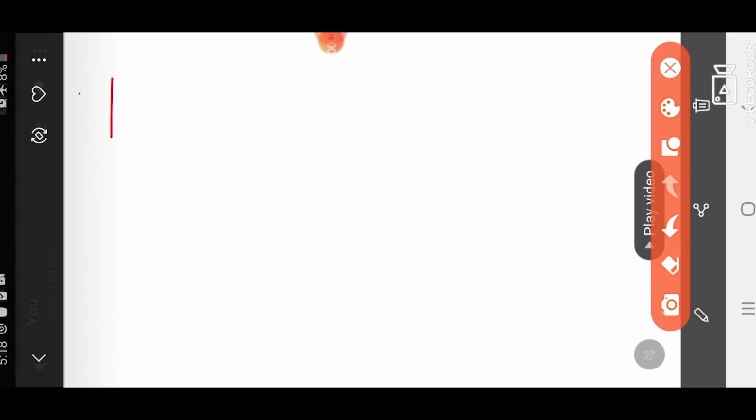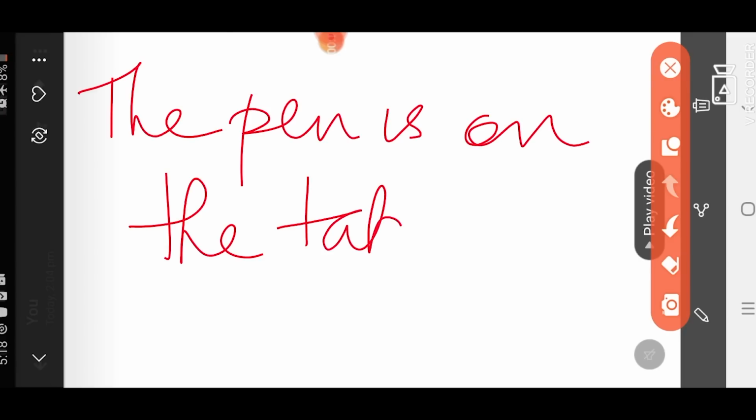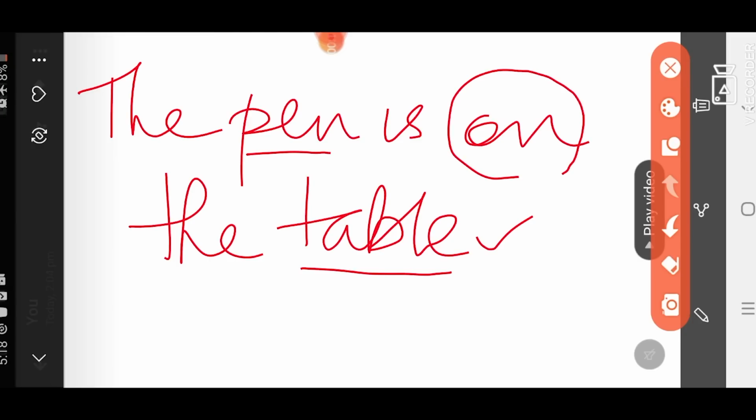Now I will tell, the pen is on the table. The pen is on the table. Here you ask a question to that sentence: where is the pen? We use where. Where is the pen? It is on the table. The pen and table are linked together using the preposition on.